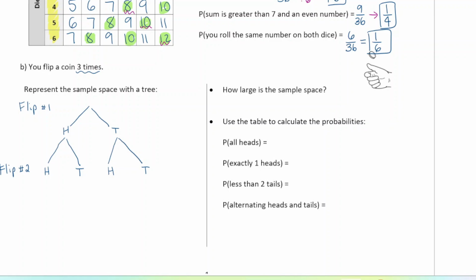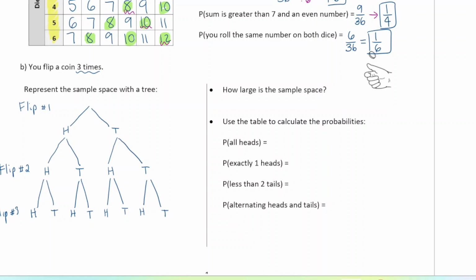Now I'm going to go ahead and do flip number 3. And from each branch there's 2 possibilities. I can get a heads or a tails, a heads, tails, heads, tails, heads, tails.